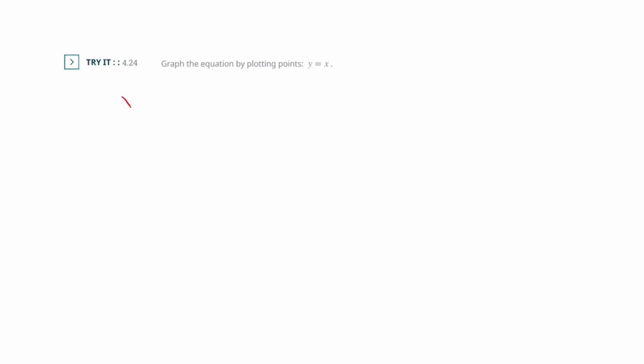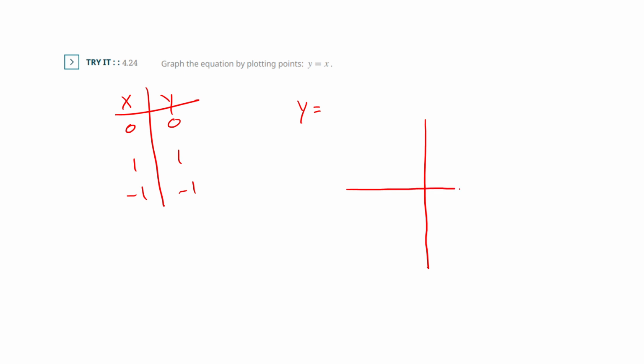Okay, there's another one here. So I'm going to pick 0, 1, and -1. Well, do you see what's going to happen here? y equals x, so it's going to be the same thing every time. So here are my points. So I've got that, got 1, 1, and I have -1, -1.